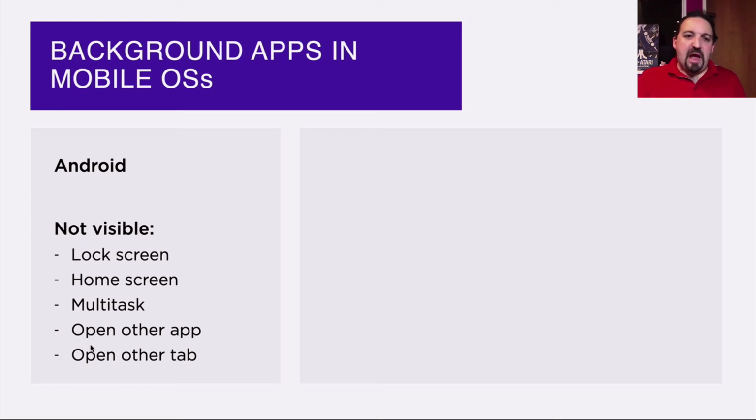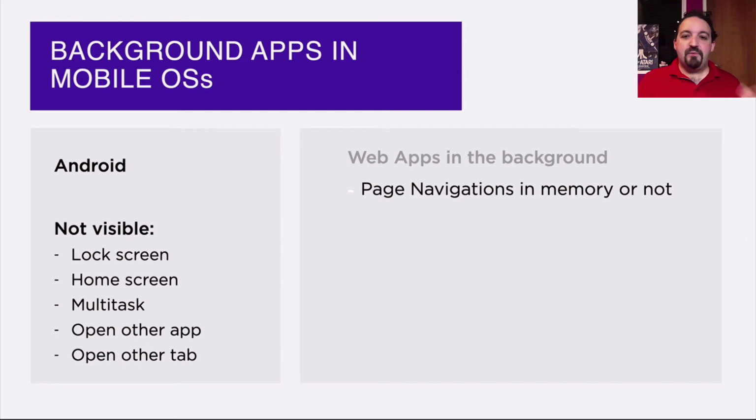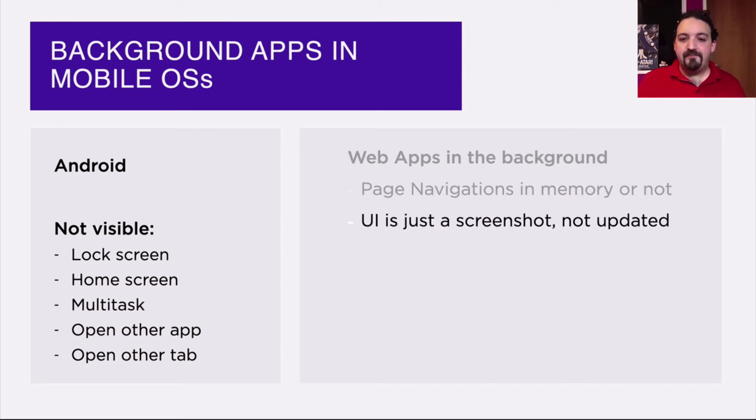So, background apps in mobile operating systems. On Android, the app will not be visible, so it will be hidden, if you go to the lock screen, so you turn off your phone, if you go to the home screen, if you open the multitask manager. That's a difference compared with iOS. If you open another tab or another app, okay? And web apps in the background can be in memory or not, similar to iOS.